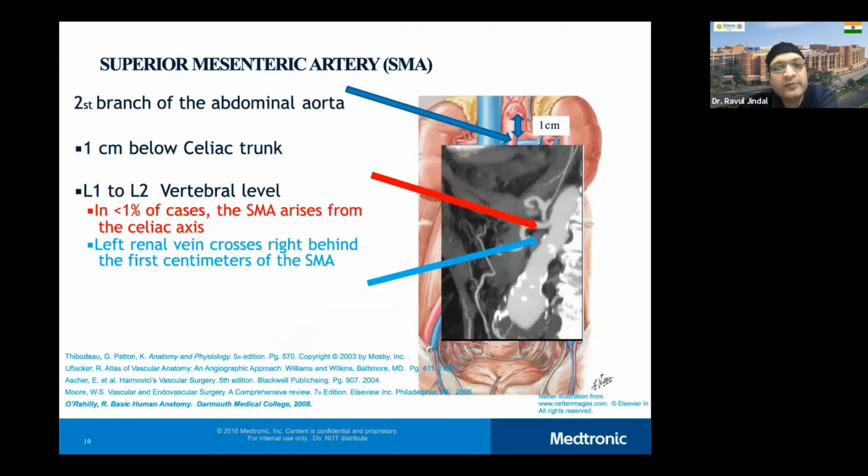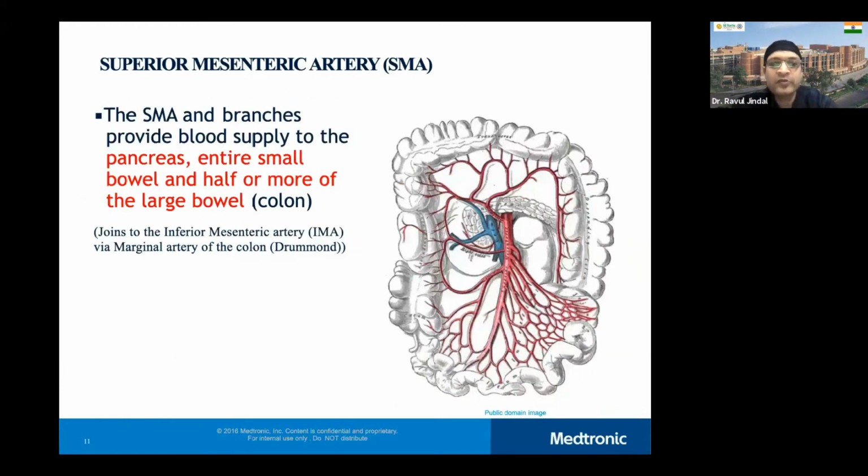Coming to the second branch of the abdominal aorta, the superior mesenteric artery. It arises nearly 1 centimeter below the celiac trunk at the L1 and L2 vertebral level. In less than 1% of cases, it arises directly from the celiac artery. And the left renal vein crosses right behind the first centimeters of the SMA. Now, the superior mesenteric artery and its branches provide blood supply to the pancreas, the entire small bowel, and half or more of the large bowel, the colon.